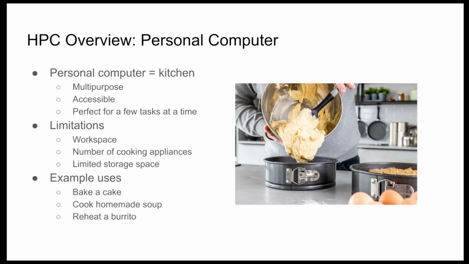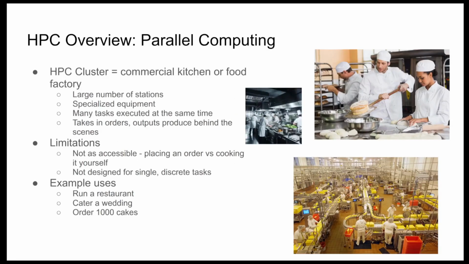However, both of these have limitations. If you're thinking about a personal kitchen, you have limited workspace. You could maybe cook something faster if you had 2 or 3 extra people to help, but once you get up to more than that, your kitchen's likely going to run out of workable room. You might have a limited number of kitchen appliances, and there's also just limited storage space. You can only put so much stuff in your kitchen, or you can only have so big of a pot. A kitchen is designed for everyday use, just as a personal computer is designed for everyday use. If your personal computer is like a personal kitchen, parallel computing, like an HPC cluster, is like a commercial kitchen or a food factory. These are designed for operating at scale.